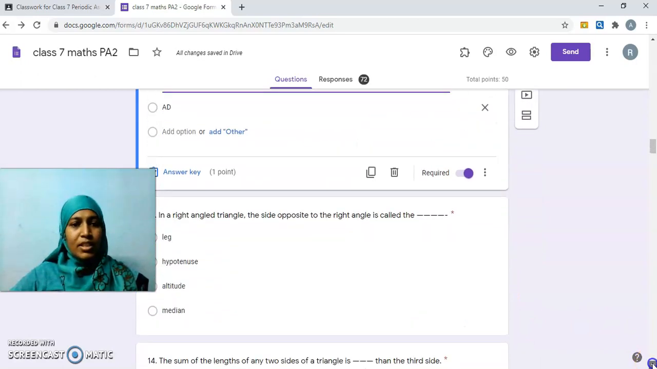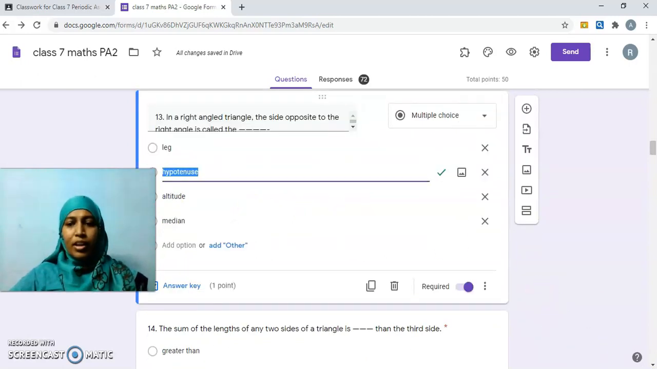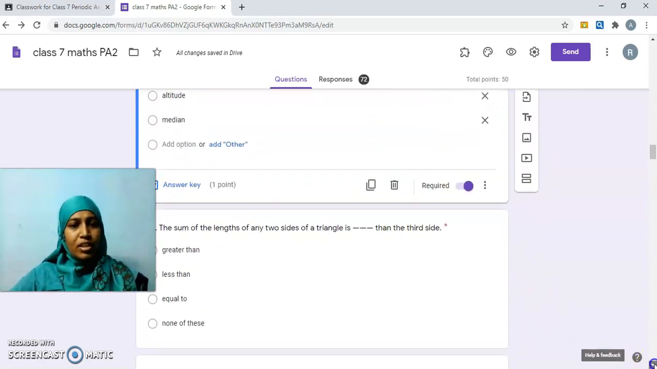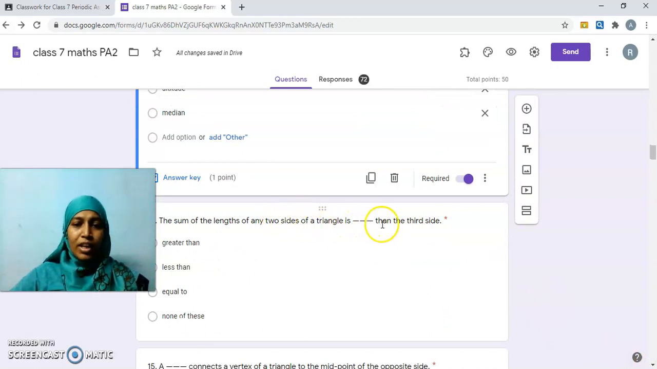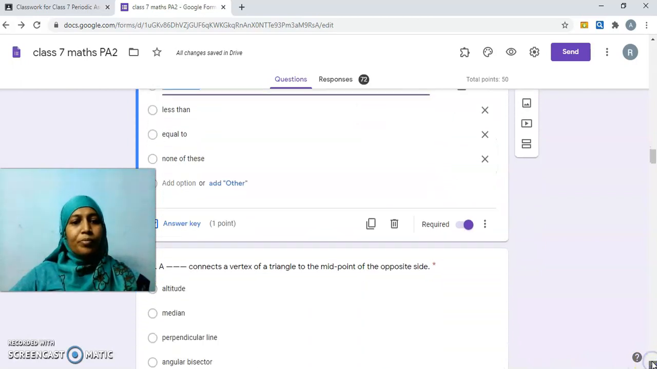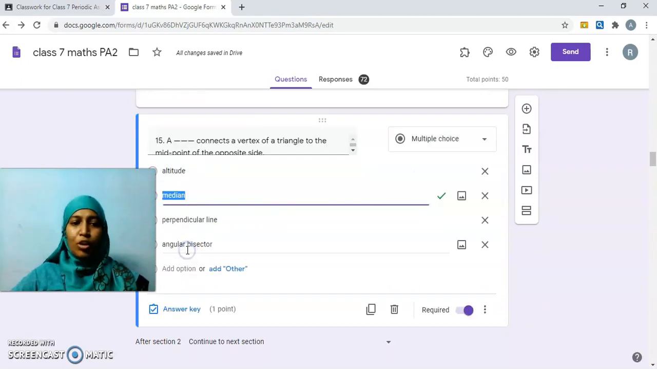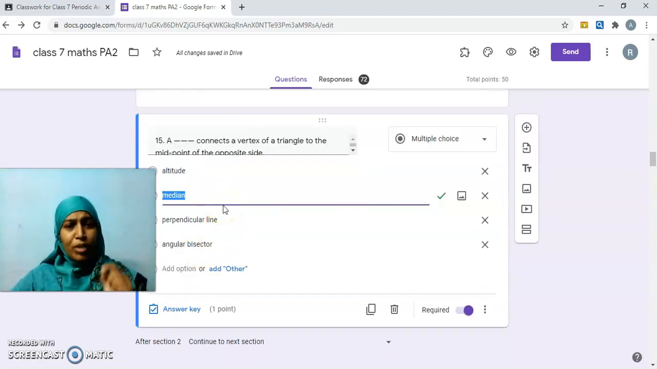The next question is, in a right angled triangle, the side opposite to the right angle is hypotenuse. Very good. Many of you did this right. The sum of the lengths of any two sides of a triangle is greater than the third side. This also many of you did right. Good. Dash connects the vertex of a triangle to the midpoint. Again midpoint. Median. Very good. Few of you made mistakes even in this and I felt very bad. I think you are not watching the videos correctly.